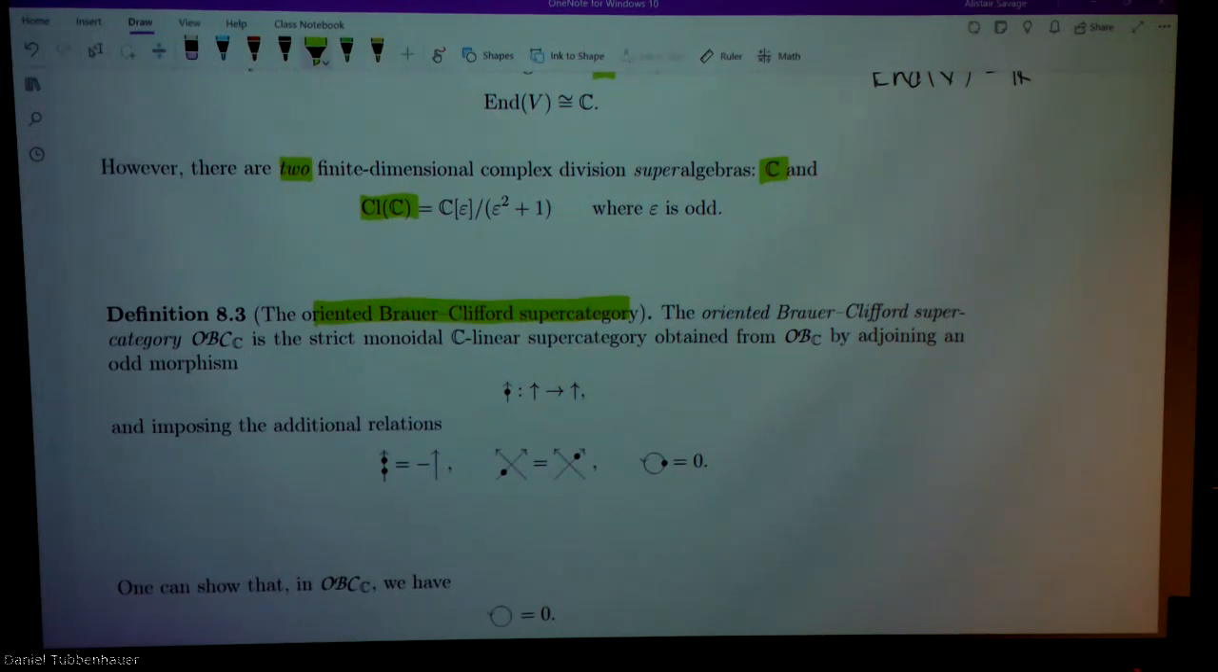So the only difference is we take our usual oriented Brauer category, and we have to add on some extra generator that corresponds to this odd element that squares to -1. So we take one extra endomorphism of our generating object, which we denote by a dot. It's odd, right? So it's an odd morphism, and it squares to -1, right? So I'm just forcing the endomorphism algebra of up arrow to be this Clifford superalgebra by adding on this odd generator that squares to -1. And it slides through the crossing, and we want this bubble to be 0. The bubble with a dot to be 0.